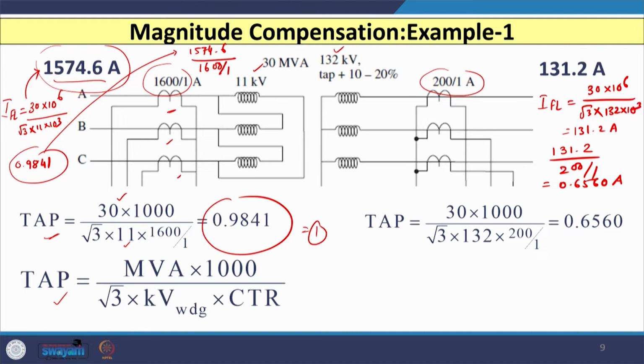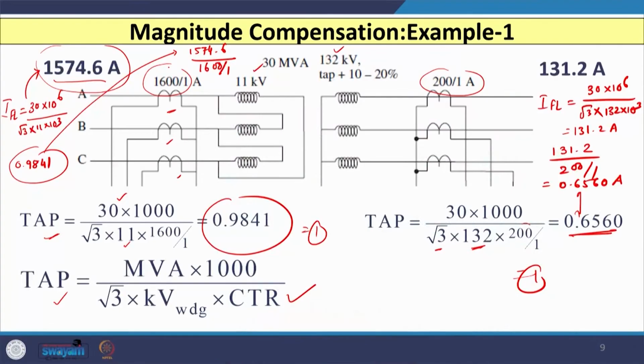And if you use this equation of tap, then you will have 30 into 1000 in the numerator, and in the denominator root 3 into 132 into 200 by 1. If you solve this, you will have the value 0.6560, and you can see that if you divide these two values, you will have the value 1. So, this is how the magnitude compensation is obtained if we use the digital relay.